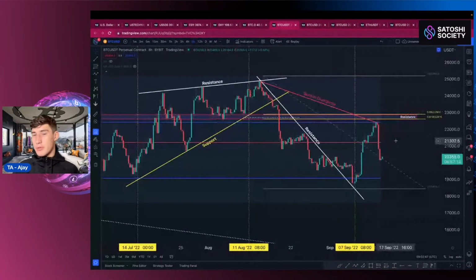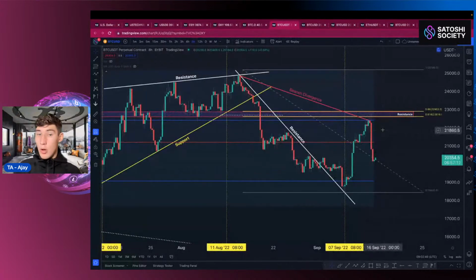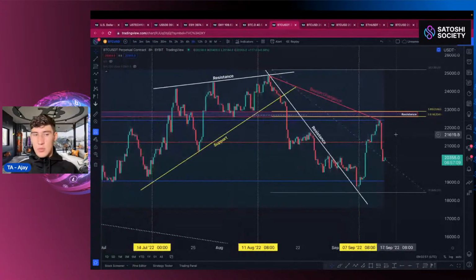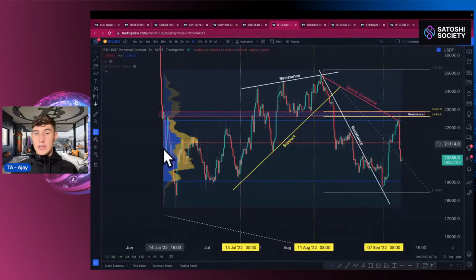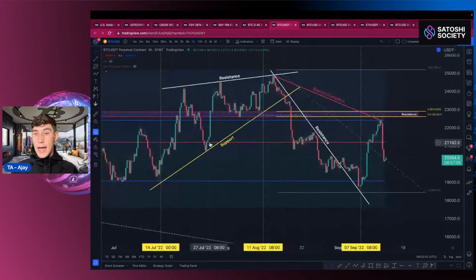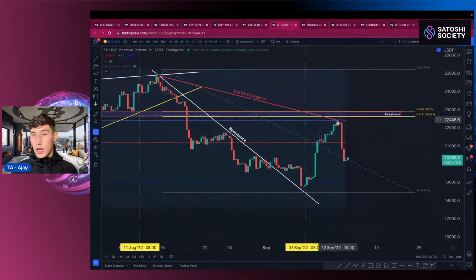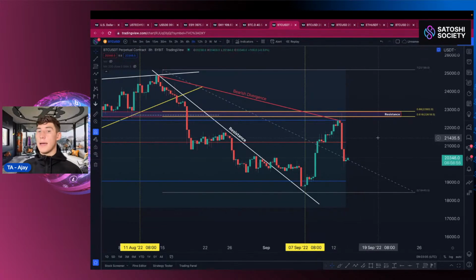Another bit of confluence, which I forgot to show you yesterday, is this fixed value range here. You can see the value area high did actually get a perfect candle rejection from this value area high here, and then we saw the price pull back. So that is why I entered that trade yesterday.